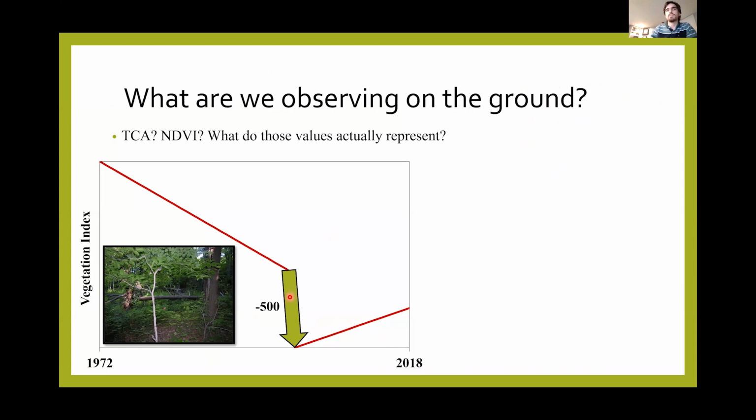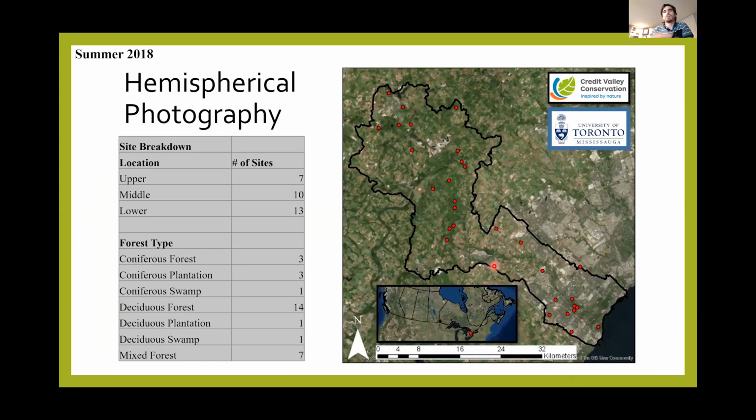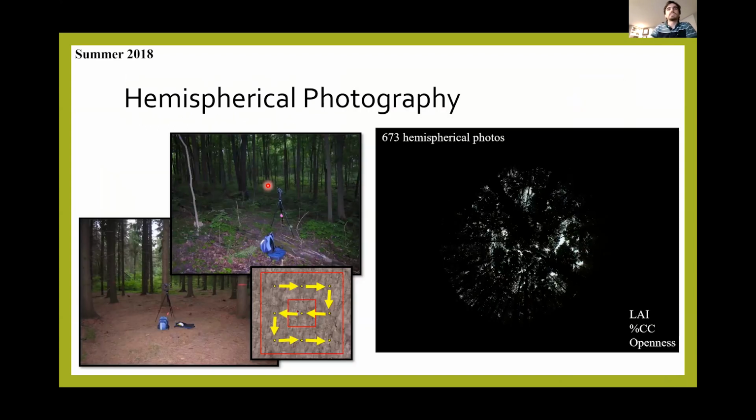So the first step here is what we call ground validation, where we go on the ground and cross-reference with the satellite data and understand what that change represents in a real on-the-ground variable. I'll go through this quickly because it's not core to the dendro talk, but just so you know about it, I went to all these sites across the Credit Valley watershed, Southern Ontario, and collected hemispherical photos at different forest types across the watershed. These hemispherical photos are 180-degree photos of the forest canopy, and we can use them to estimate things like leaf area index, percent canopy cover, and others at these different types of forest sites.